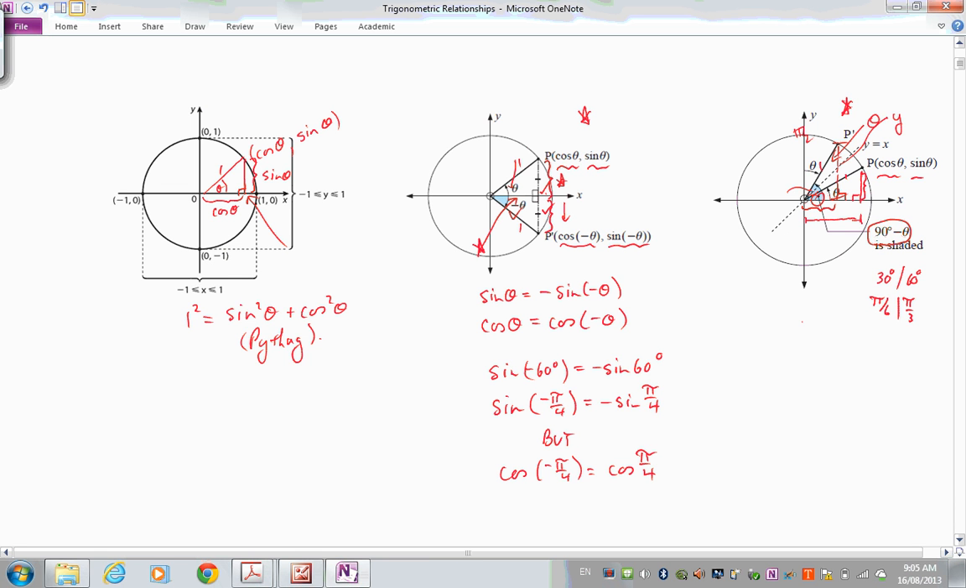So let's write that down. What have we just shown? That the sine of theta is equal to the cos of 90 minus theta. And the cos of theta is the sine of 90 minus theta.